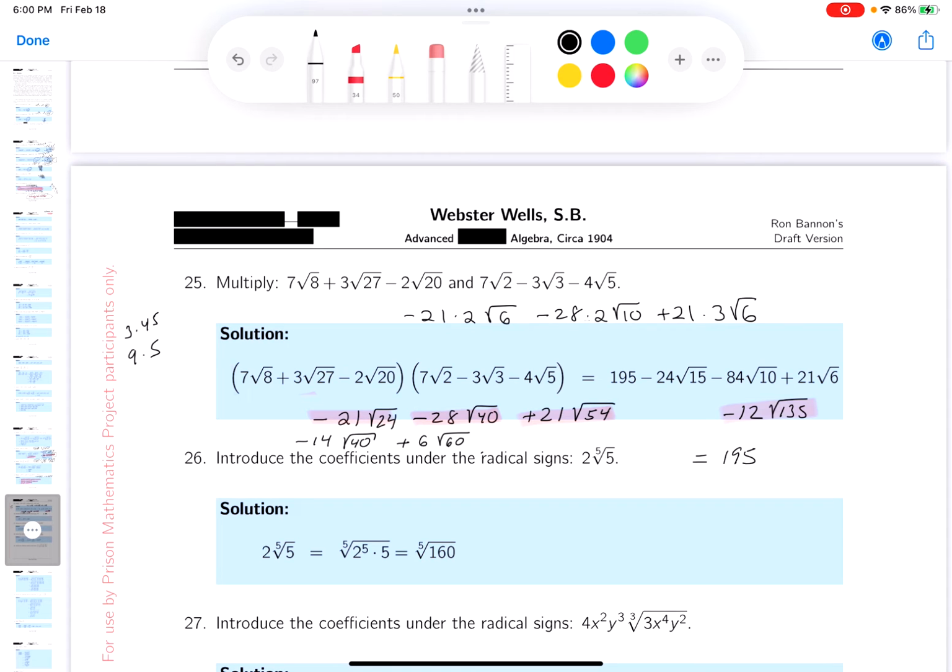Oh, 15. Am I saying that right? 15, yeah, I'm sorry. Let me see if I did that right. 3 times 45 is 135. I took a 3 from 45, 15. Yeah, 9 times 15. So what do I get over there? Minus 12. The square root of 9 is 3, and I'm left with a root 15.